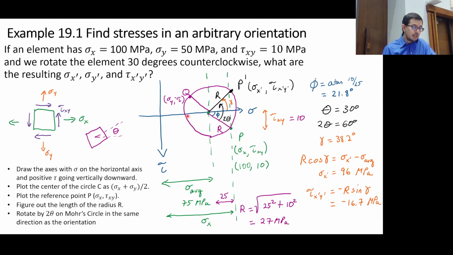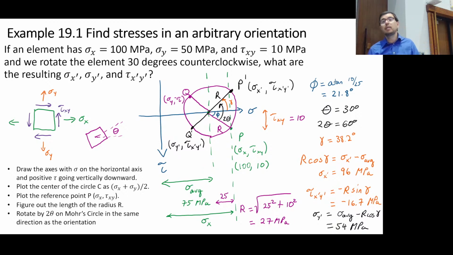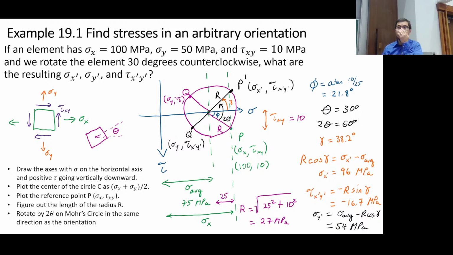And this is just saying, oh, hey, sigma y was originally at minus tau, and now I'm out here at sigma y prime, tau x prime y prime. Because sigma is the horizontal axis, that's going to be sigma average minus this distance, which will give us sigma y prime. So that comes out to 54 megapascals. Questions? Maybe I sped it up a little bit.